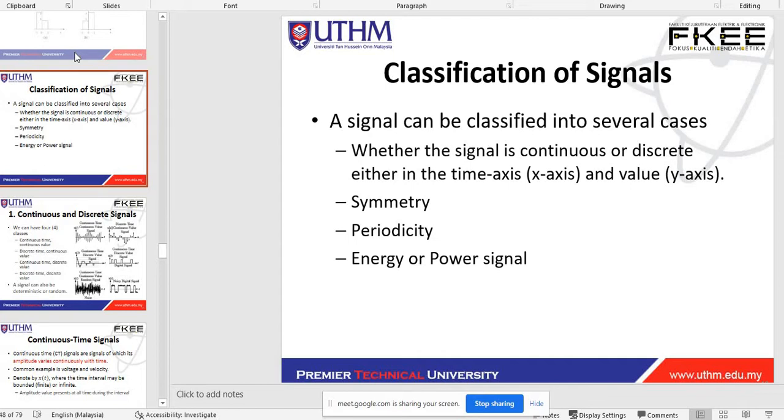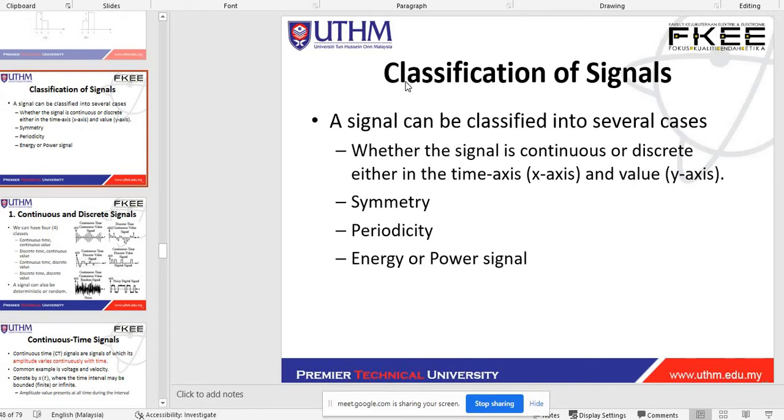The first one is continuous time and discrete time. For this one, we will study continuous time and discrete time in signals and systems. Mostly we use it in digital signal processing, but I will still introduce what is continuous and discrete, either in the time axis or y-axis. The time axis is the x-axis and the y-axis is the value. What is the value?